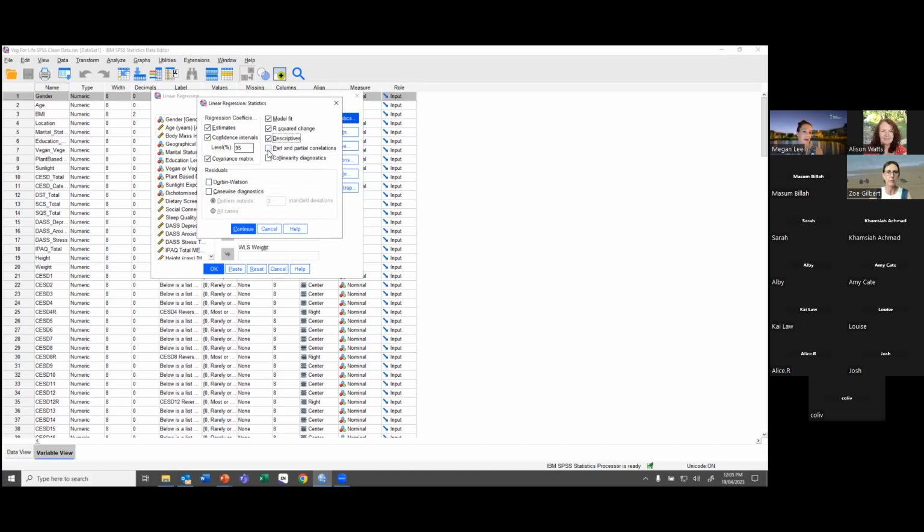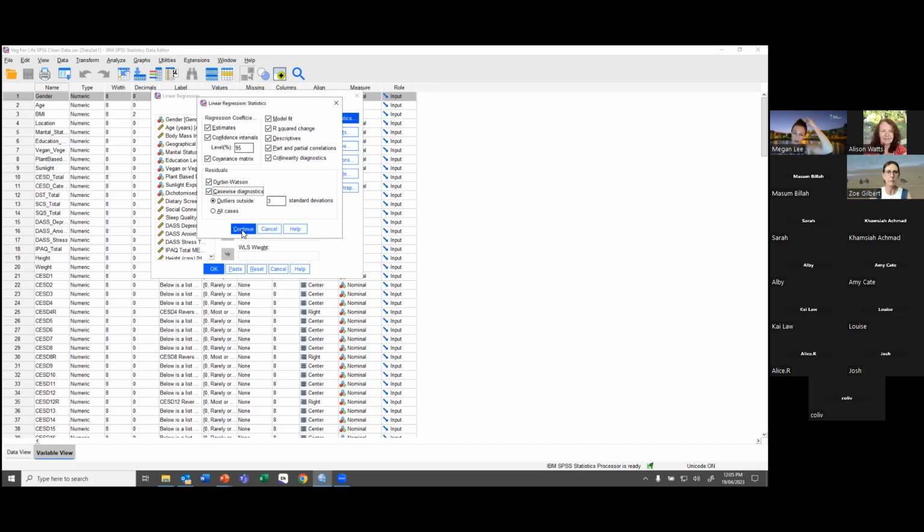We want our descriptives, maybe. We want our part and partial correlations, which will tell us a little bit more information about the relationships. Our collinearity diagnostics, which is VIF and tolerance, tell us about multicollinearity. That shouldn't be a problem because we already checked that in the correlation matrix. Durbin-Watson is our independence of errors assumption, and case-wise diagnostics tells us if any of our residuals have outliers that are too extreme. And maybe we should find one because we kept that participant in.